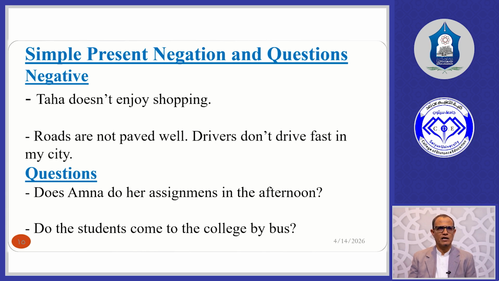Concerning questions, how do we make questions in the present simple tense? We have two types of questions: yes/no questions, and information questions, which are called WH questions. An information question is a question whose answer is not yes or no; it gives information. For example, when I ask someone, what's your name? Where do you live? What time do you leave home in the morning? All of these are called information questions. But yes/no questions are those that give the answer yes or no. For example, are you a doctor?